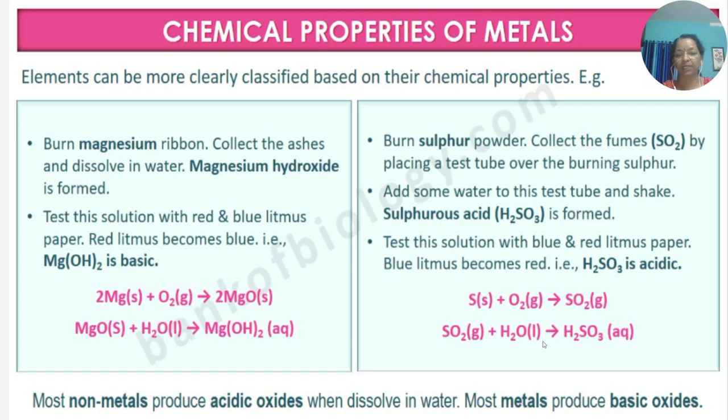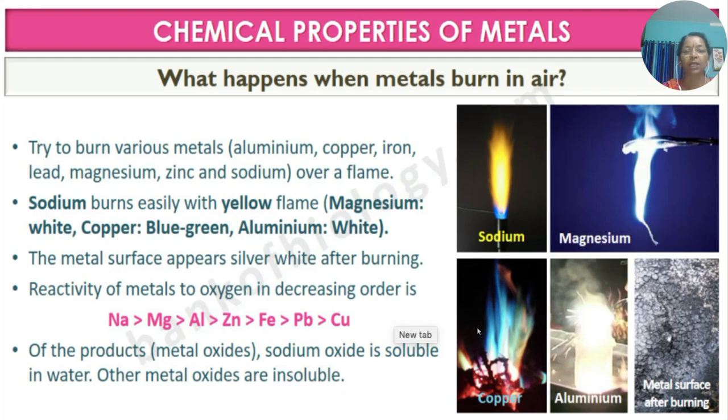Okay, so non-metallic oxides are giving acidic substances, or they are acidic in nature. So we can conclude metallic oxides are basic, whereas non-metallic oxides are acidic. Now, what happens when metals burn in air?